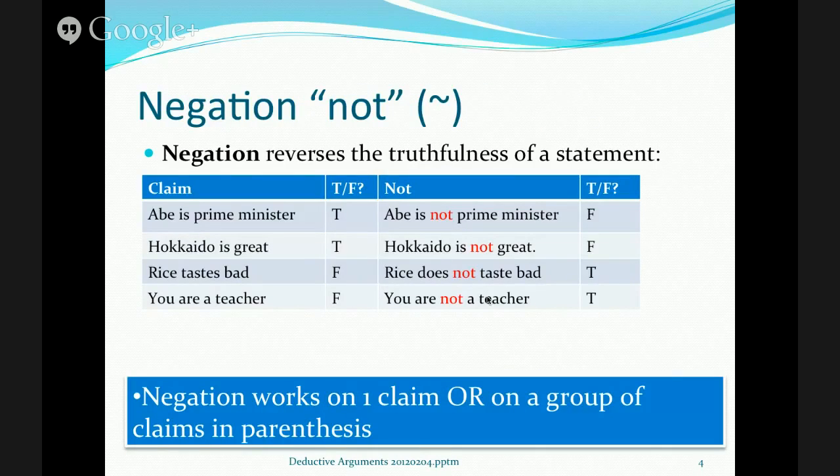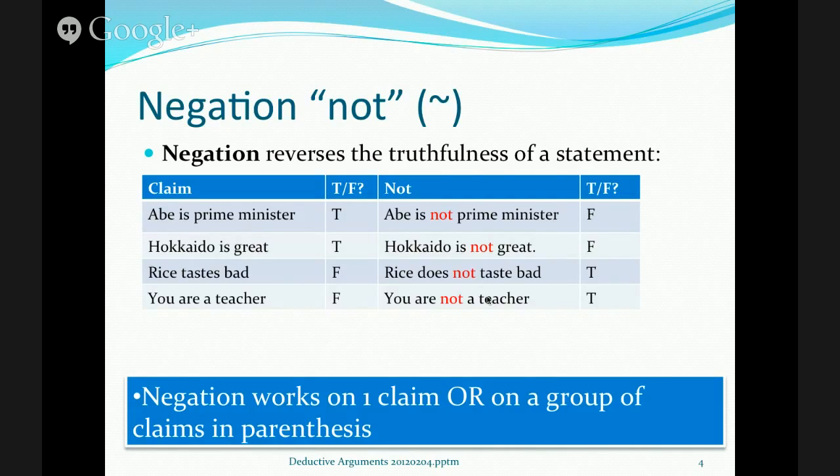Now, I want to talk to you a bit about that small set of other things we can say. The first of these is negation, which is just a big word for not. So this is hite suru. Negation reverses the truthfulness of a statement. To say it another way, negation leads to opposites. So if we have the claim Abe is prime minister, this is presently true in 2015. If we change and say Abe is not prime minister, this claim becomes false.